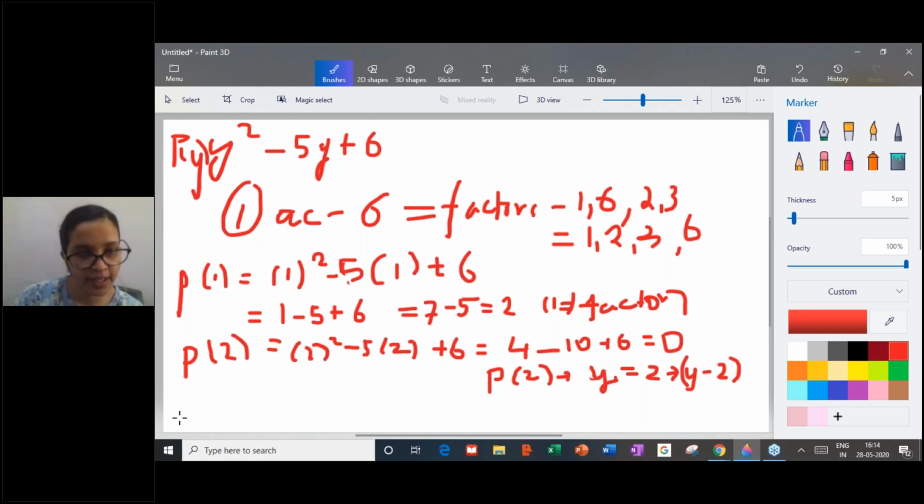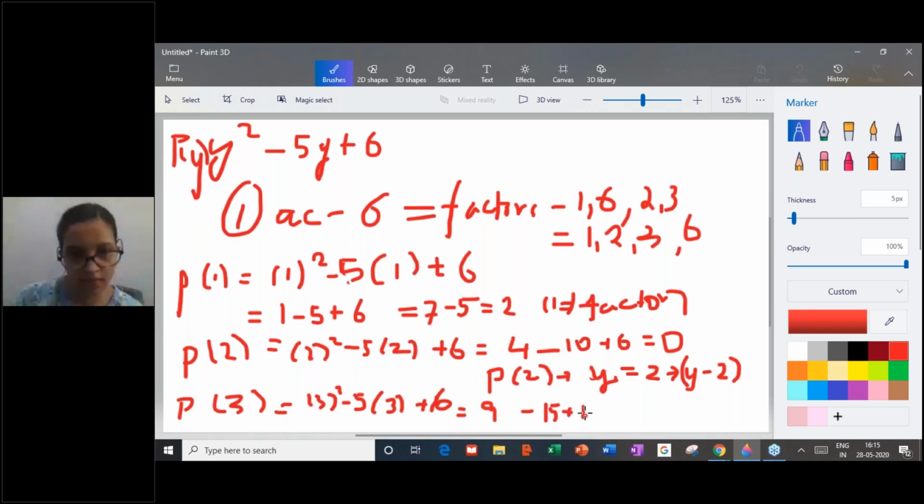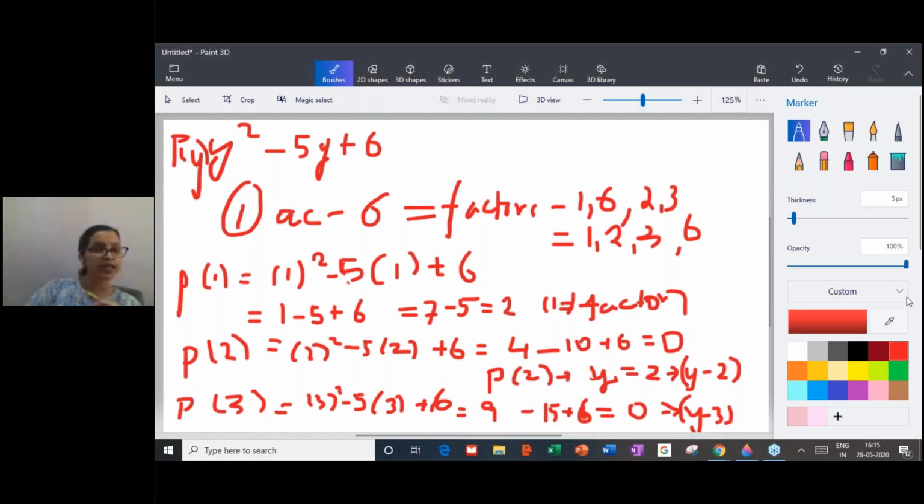Now do the same thing for P of 3, which is equal to 3 square minus 5 into 3 plus 6, right? This is 9 minus 15 plus 6. So 9 and 6 is 15. 15 minus 15 is 0. So I'm directly writing it here, y minus 3. So what are the two factors for this question? Yes, this is also 0. Yes, you can stop when you get the factor. But see, the degree of the polynomial is 2 here. So how do you know how many factors each equation has? Highest degree is 2, correct? So you will get two factors. So once you get two factors, you should stop. Now there is no point in me doing it with 6.